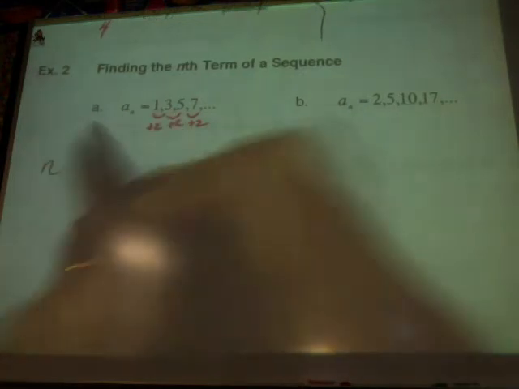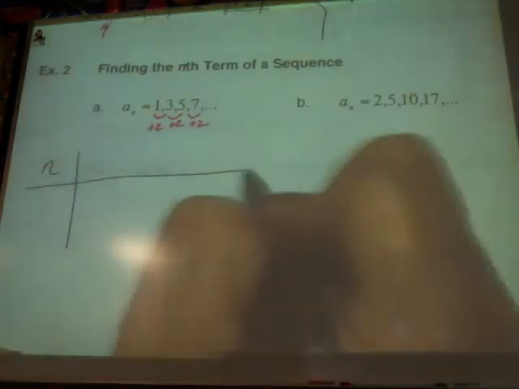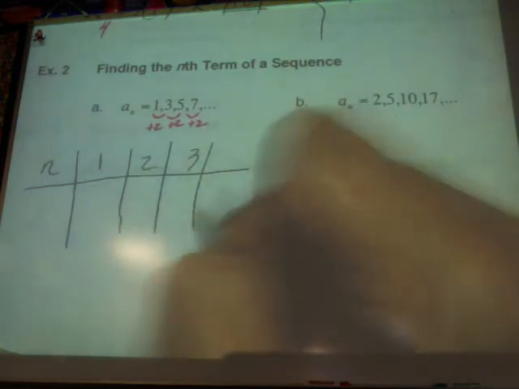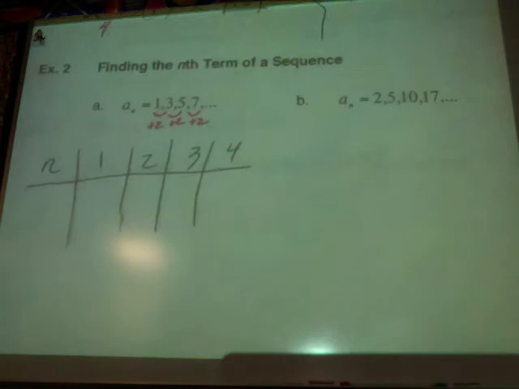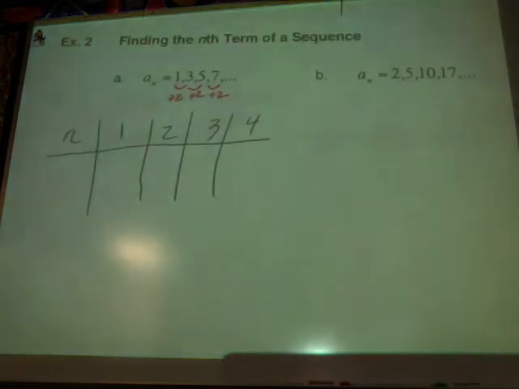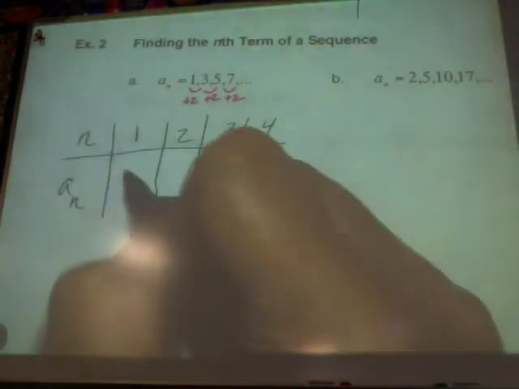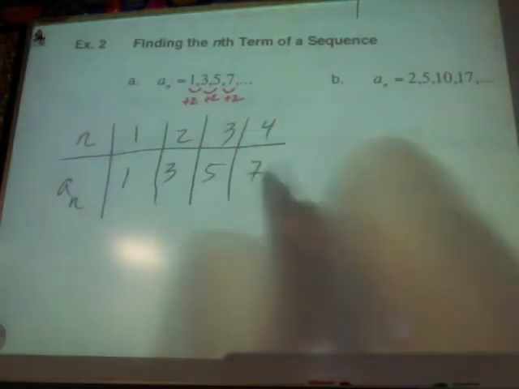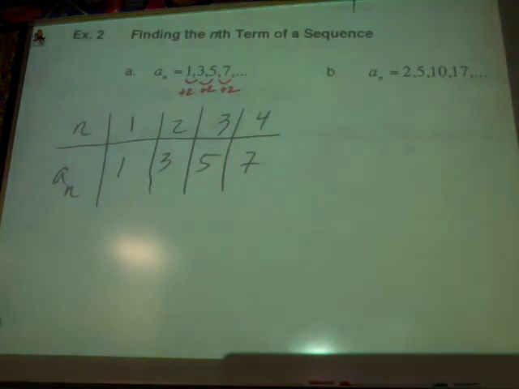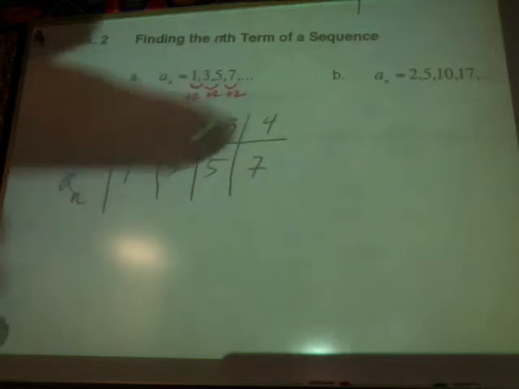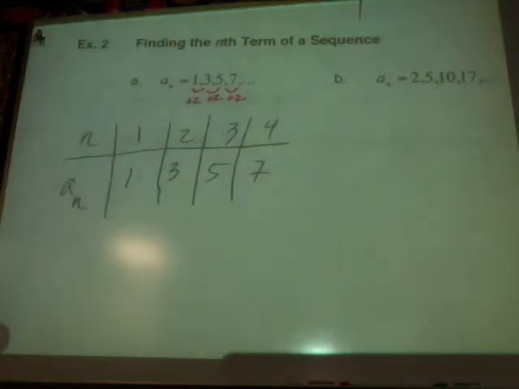So n versus whatever we come up with. So I've got the first term, the second term, the third term, and the fourth term. Hopefully by the fourth term we'll start to see a proper pattern. So if I have n, then my a sub n turns out to be 1, 3, 5, and 7. That's the pattern that they gave me, right? 1, 2, 3. We know that the common difference is always 2.